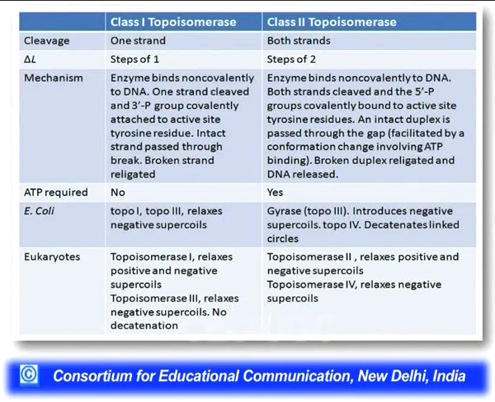So, delta L is changed by steps of 1, and delta L in case of class 2 topoisomerase is changed by steps of 2. The mechanism we will describe in detail a little bit. ATP requirement: the class 1 topoisomerase does not require ATP, whereas class 2 topoisomerase does require energy.